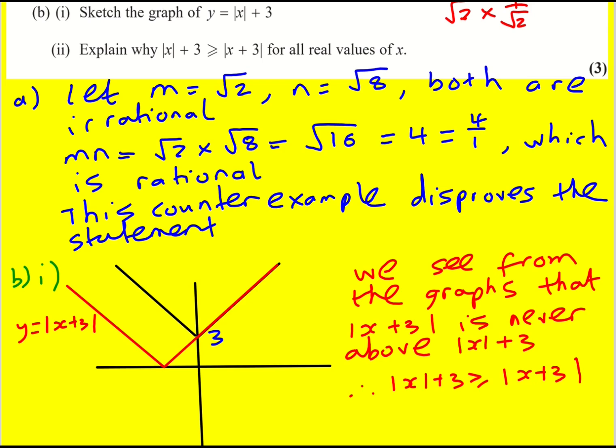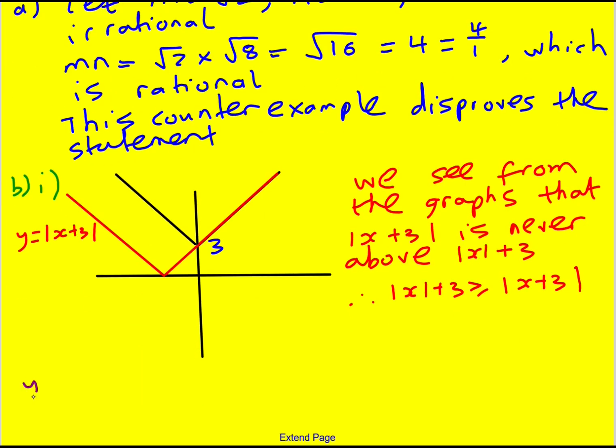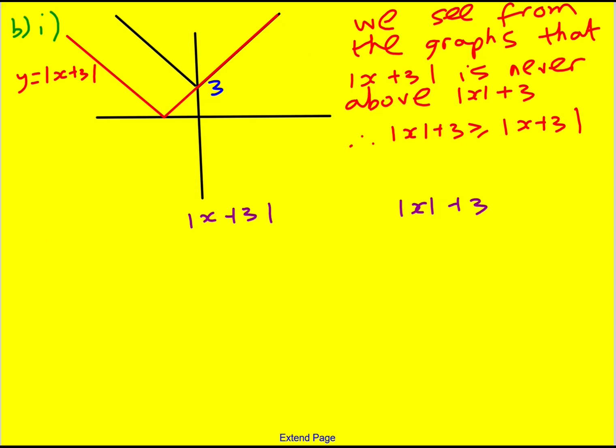I'm going to do it algebraically now. So we've got the modulus of x plus 3 and the modulus of x plus 3. And I've got critical regions of 0 and minus 3. So maybe I look at when x is greater than or equal to 0, then this one will just become x plus 3. And this one over here would also become x plus 3. So they're going to equal one another.